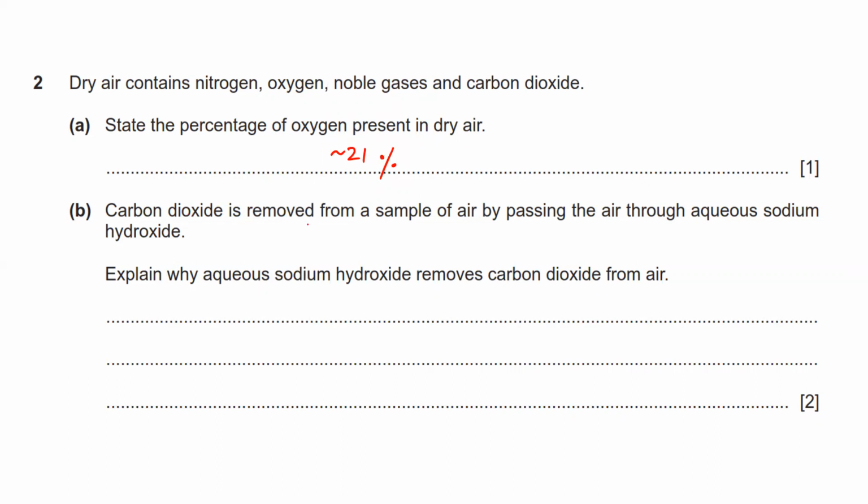Then part B, carbon dioxide is removed from a sample of air by passing air through aqueous sodium hydroxide. Explain why aqueous sodium hydroxide removes carbon dioxide from air. Remember, sodium hydroxide will be eating up carbon dioxide. So what will be happening? Sodium carbonate and water will be forming, something like Na2CO3 plus H2O.